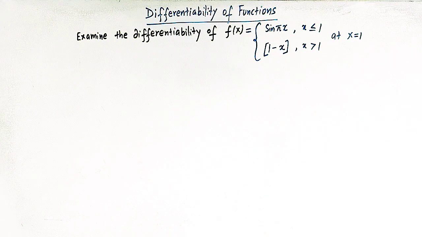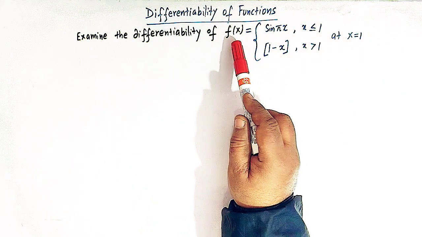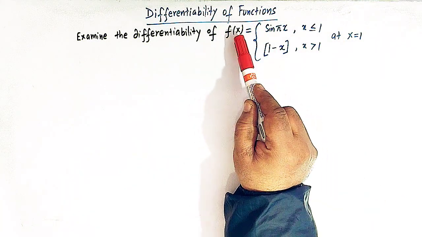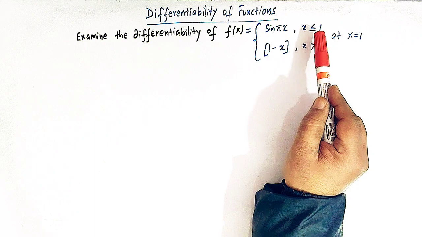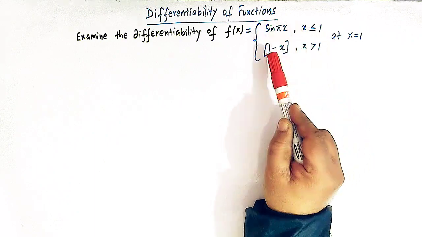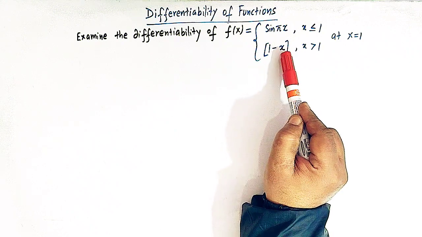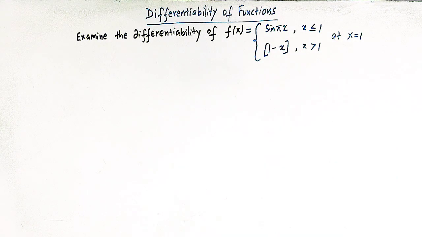Hello viewers. In today's class we are going to discuss another important problem from differentiability of functions, right? So in this session we are going to examine the differentiability of this function f of x at x equal to 1, right? And here f of x is defined as sine of pi x for all values of x less than or equal to 1, and f of x is defined as greatest integer of 1 minus x for all values of x greater than 1, right?